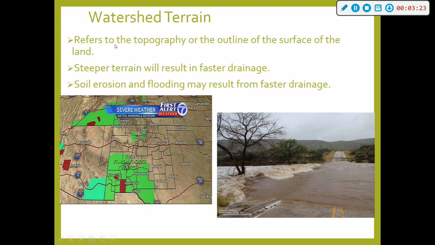So watershed terrain refers to topography or the outline of the surface of the land. Steeper terrain will result in faster drainage. Soil erosion and flooding may result from faster drainage.